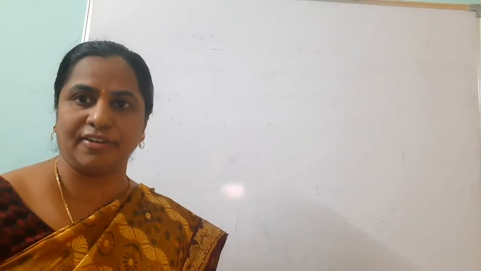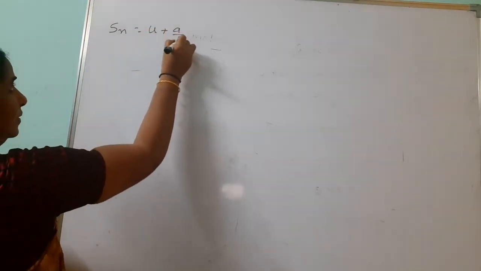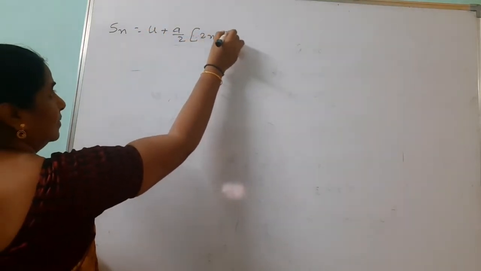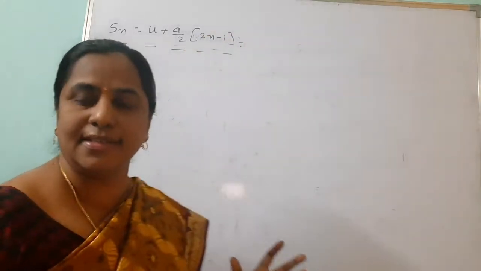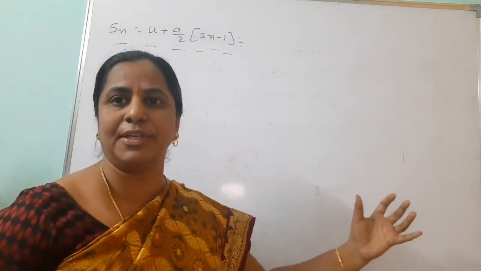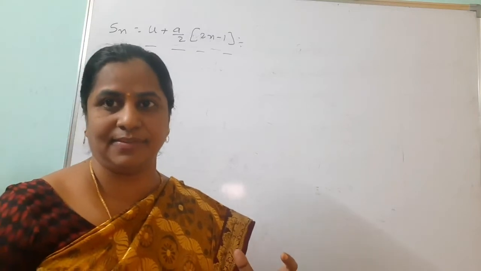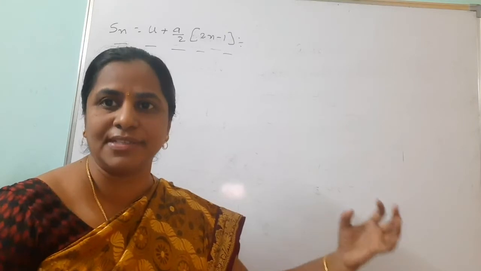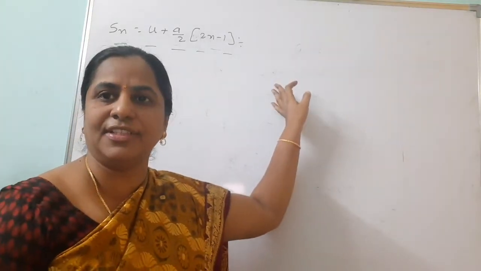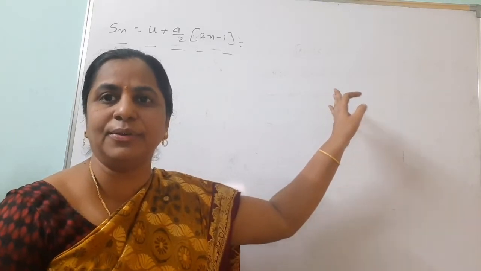The fourth equation of motion is how much distance is covered in the nth second: u plus a by 2 into (2n minus 1). It means in the last second only, in that particular time, how much distance it covers. You know that s equals ut plus half at square. Suppose you are running for 10 seconds, how much distance are you covering? That is s. In the 10th second, how much distance are we covering? We should find that with the help of this equation of motion: Sn equals u plus a by 2 into (2n minus 1).